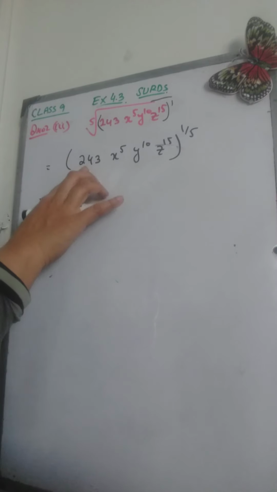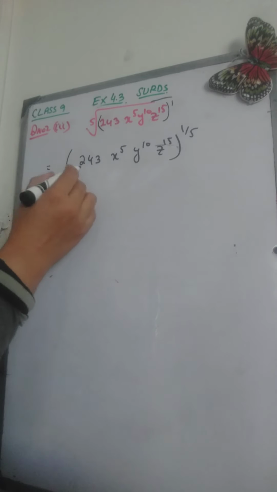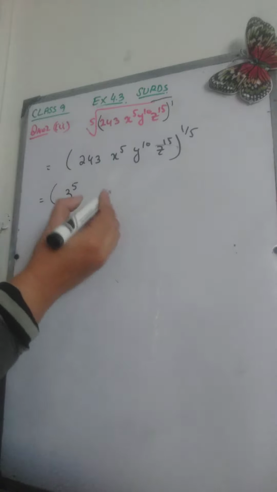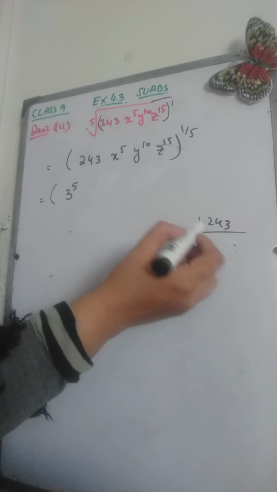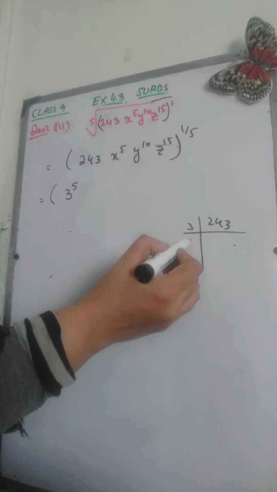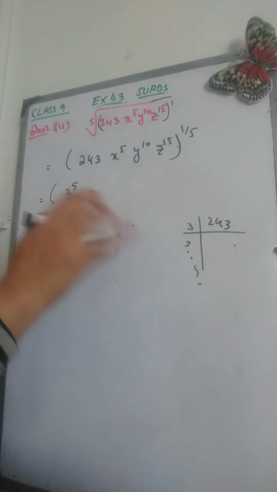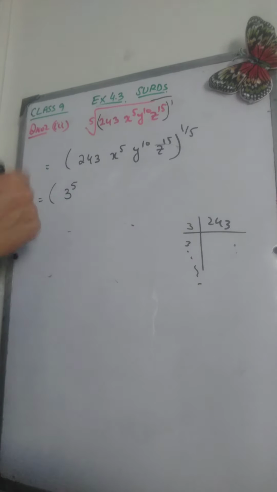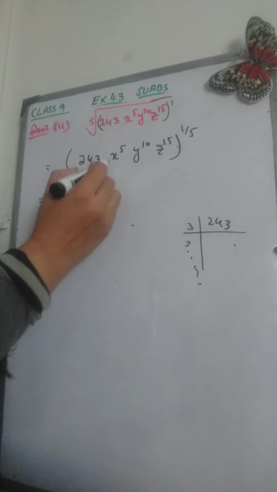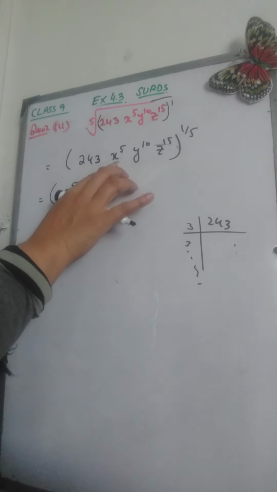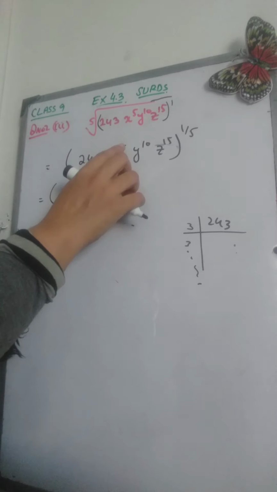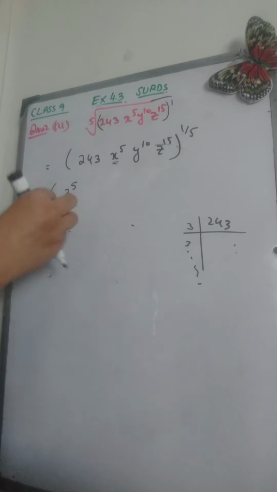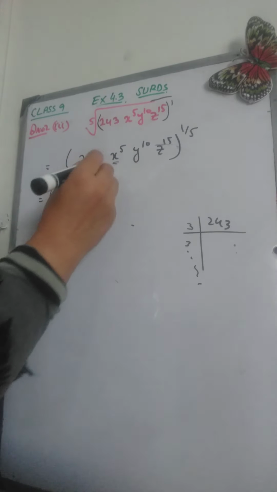So first of all, I am going to do the prime factorization of this expression. If you do the prime factorization of 243, you are going to get 5 times 3, and you can write it as 3 raised to power 5. Again, we don't need to split these x, y and z's, because the exponents are already multiples of 5. Okay, these can be divided by 5, so we don't need to break these powers.